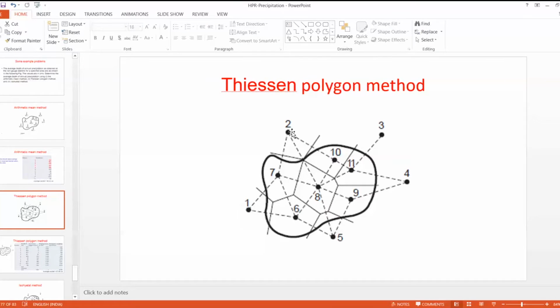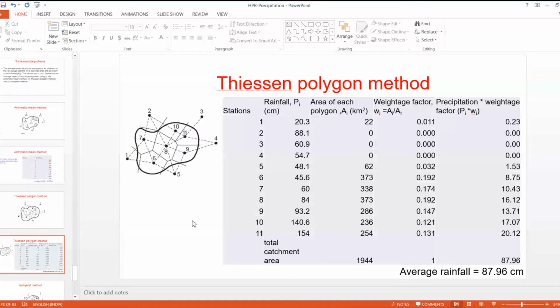So I'm coming to the point. Just let's look at the table. This is the table. There are totally 11 rain gauge stations. The table is not visible. It is not in the main slide. Now it is, okay, I think because of slow internet speed. So now you can see the table.